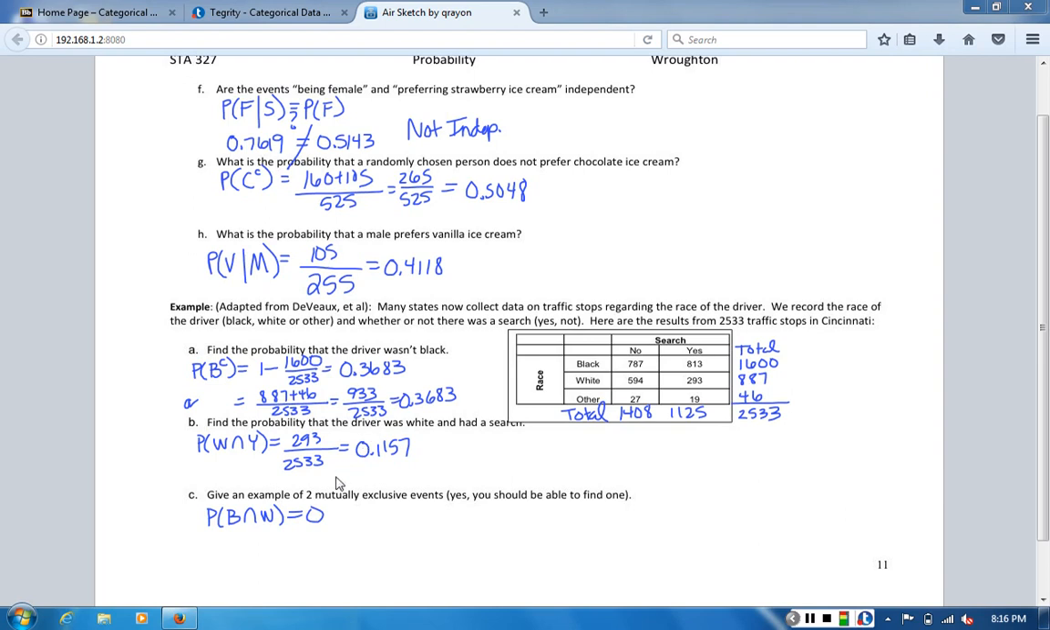The second one asked for the intersection, so we start with the total of the 2533 drivers. 293 of them were white and had a search, so a little bit more than 11% chance.